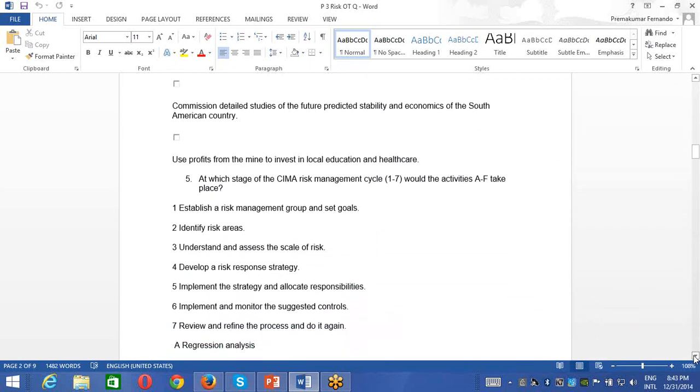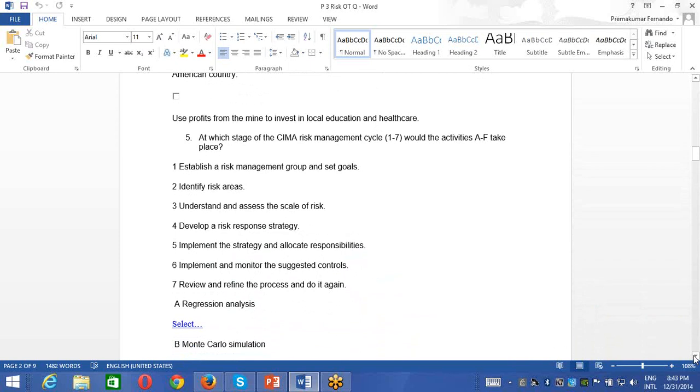Then the next question I put up is about the CIMA risk management cycle. Remember we discussed the CIMA risk management cycle. It has seven processes, right? First you have to establish a risk management group and set goals. Then identify the risk areas. Number 3, understand and assess the scale of risk, that is the probability, the frequency and the impact of it.